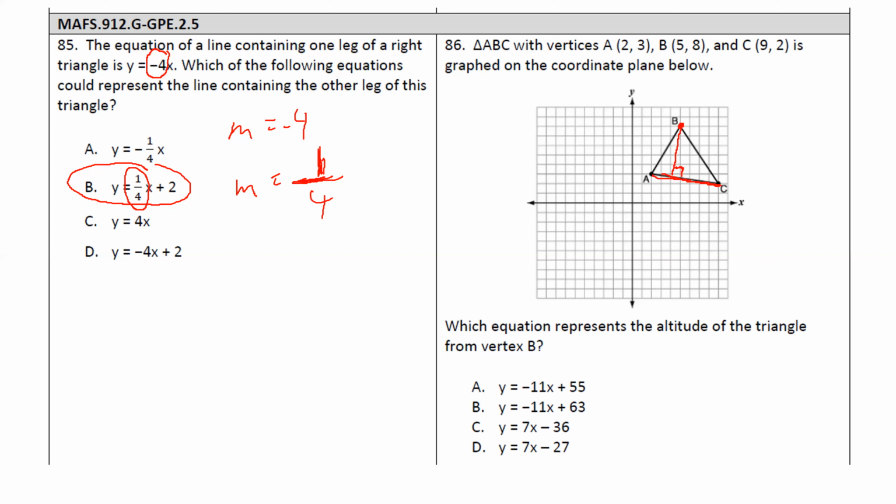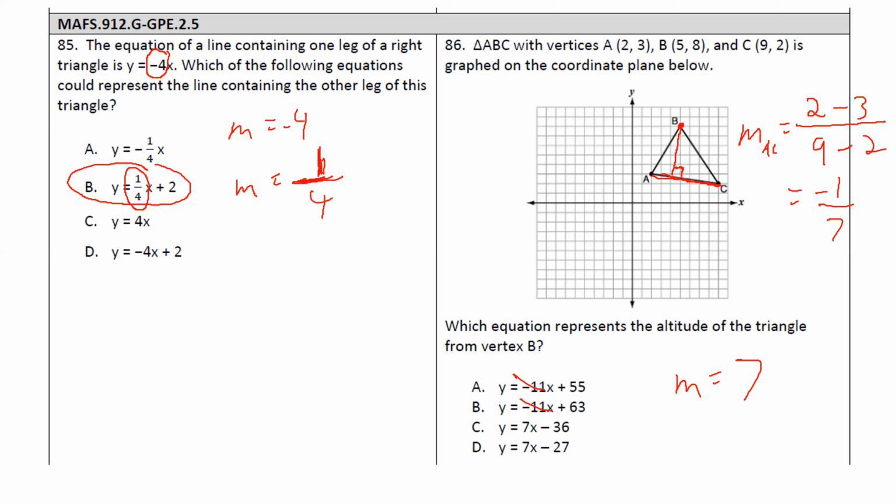So using our equation for slope, the slope of AC is going to be found by doing the change in y over the change in x. So C has a y value of 2 and an x value of 9. A had a y value of 3 and an x value of 2. So plug them into our slope formula. 2 minus 3 is -1. 9 minus 2 is 7. We need to have a slope that's opposite reciprocal to that. So if we flip and change our sign, we're now at +7. So the first 2 equations are out right away.